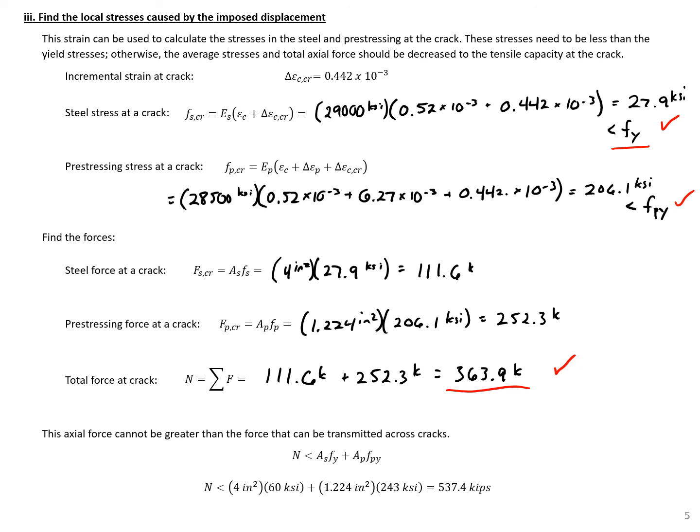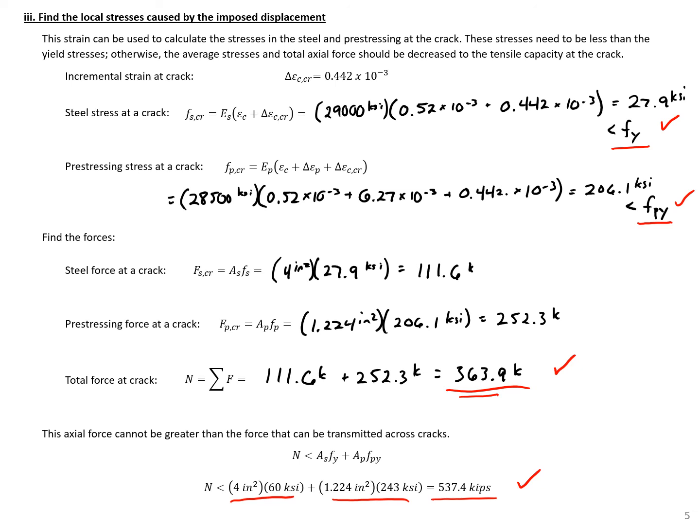The last check that I mentioned, so above we were checking to make sure that we had stress in the non-pre-stressed steel and stress in the pre-stressed steel less than the yield stresses. So we can also check that by looking at the total capacity at a crack, assuming that we have yield in both the non-pre-stressed and pre-stressed steel. And you can see that this 363.9 is less than 537.4, so we know that we're okay here.